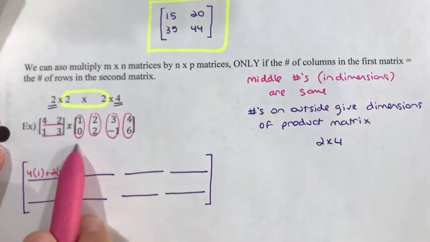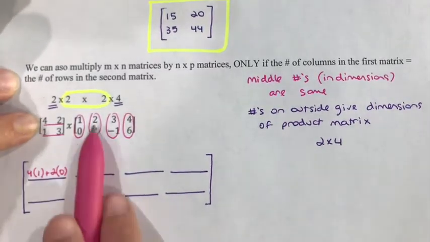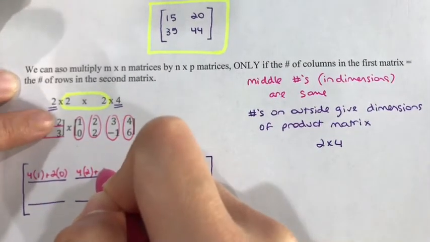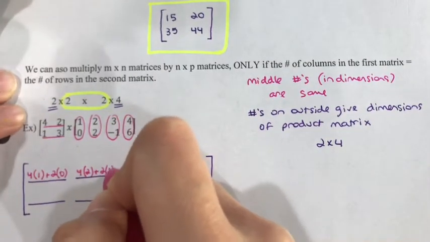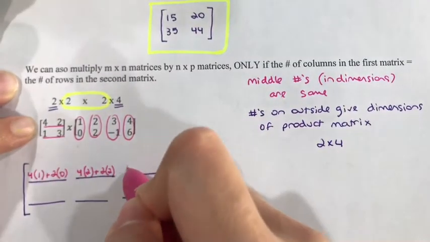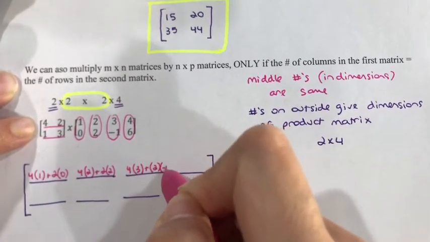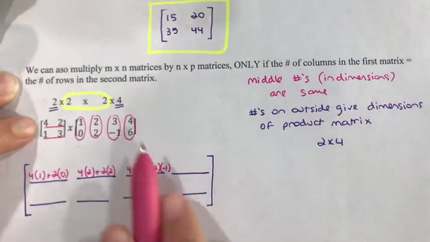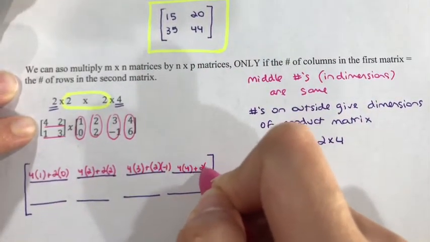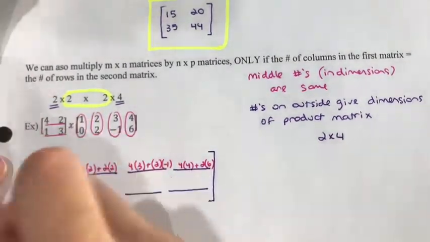That was the first row, first column. Now I'm in the first row, still using this top row, second column. Now I'm still using the first row and the third column. And finally, first row, fourth column. And now we're ready to go to the second row, first column.